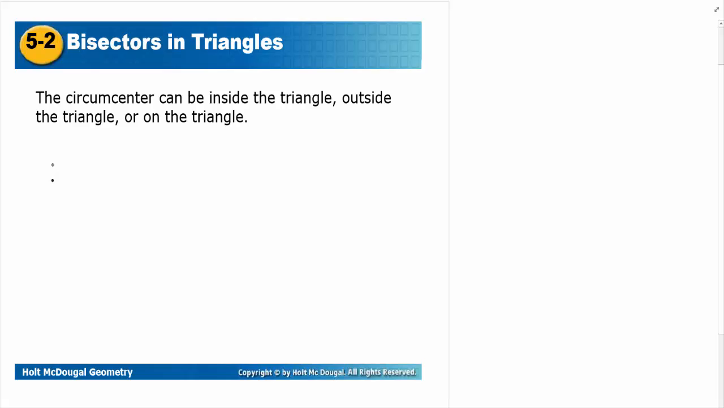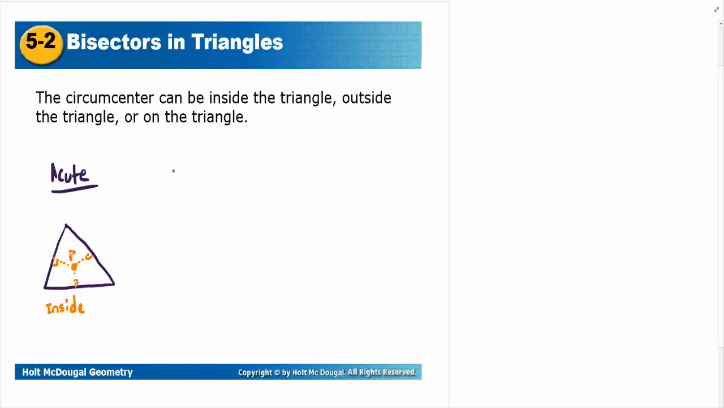So the three types: you've got your acute triangle, and if it's acute, then when you do your circumcenter, I kind of got this point, and I'll do this point. Okay, this point P is going to be on the inside if it's an acute triangle. So your circumcenter would be on the inside for an acute triangle.